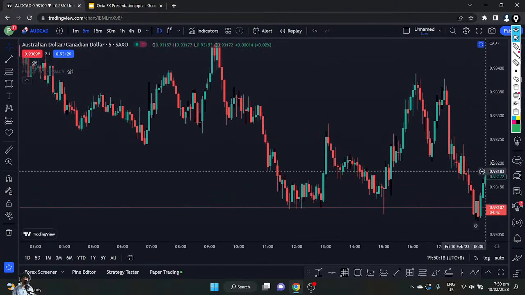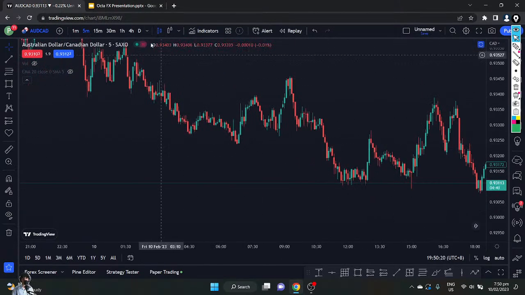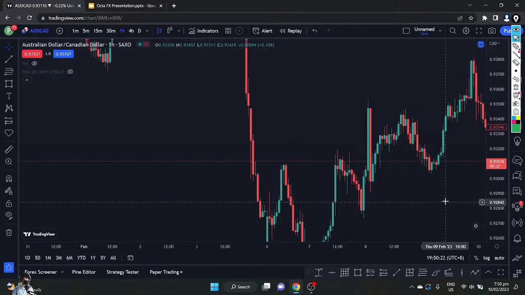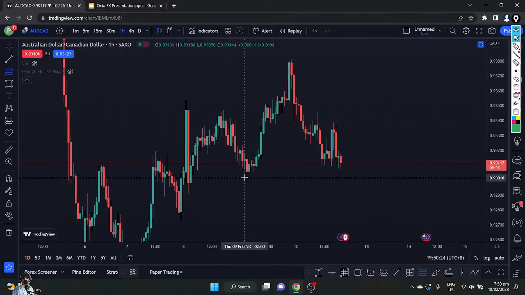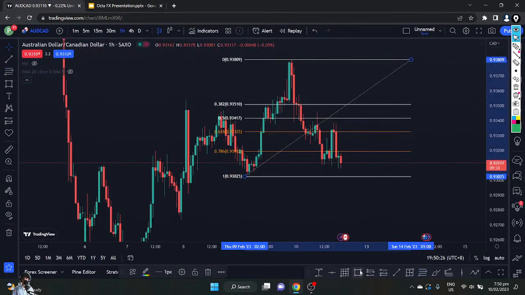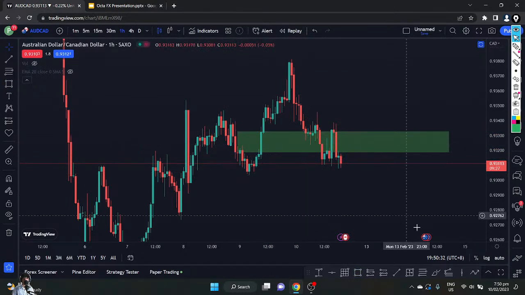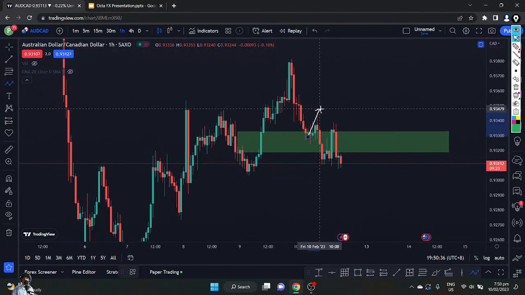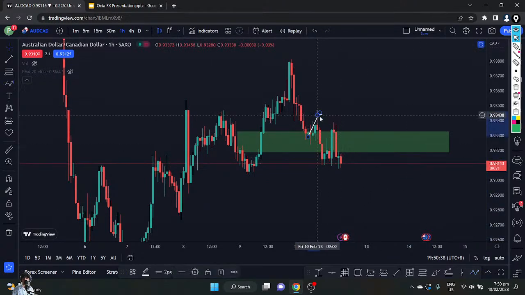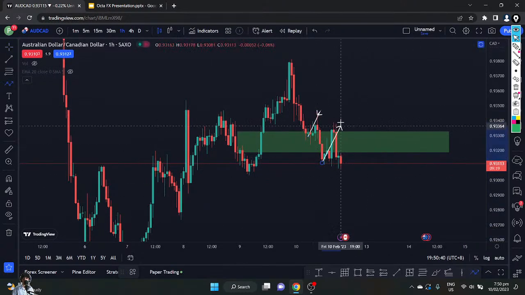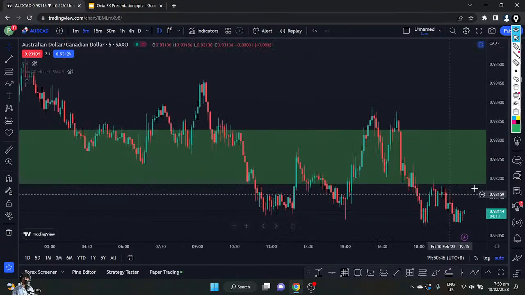So here, remember, we are still inside our support. If we go back to our 1 hour chart, this is where our support zone is. As we can see, we already won with the trade earlier. This is where we won with this move. And the price made another move to the upside right here, and we will probably see another opportunity for a buying trade.